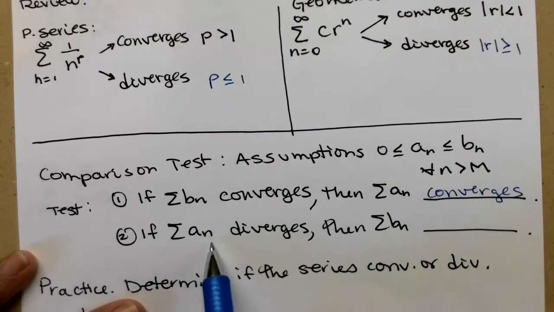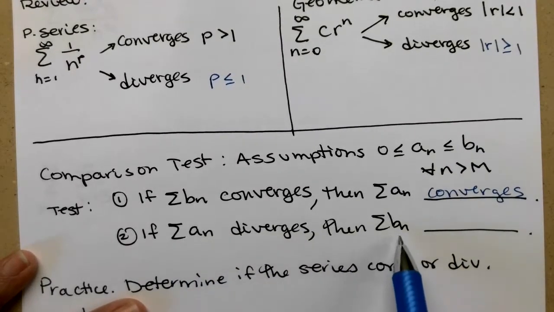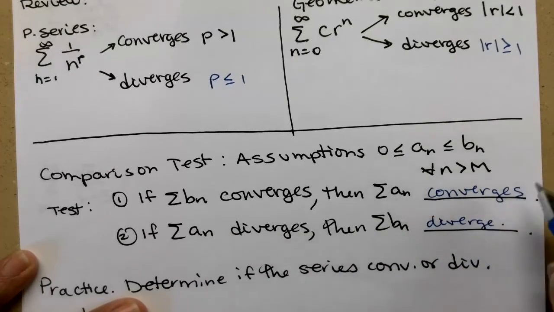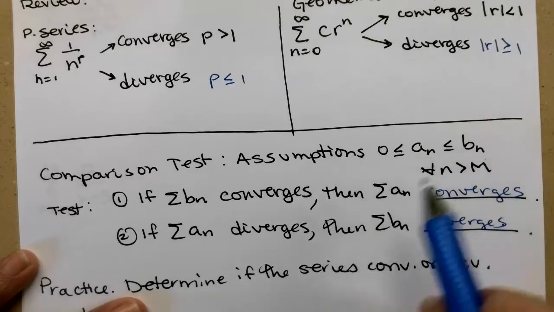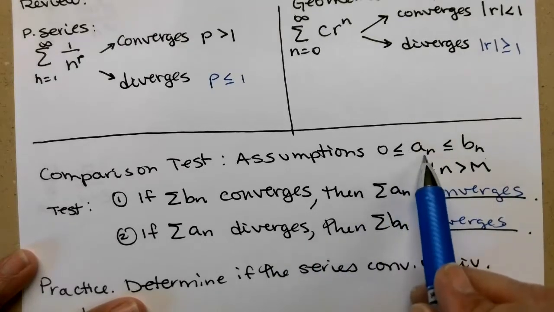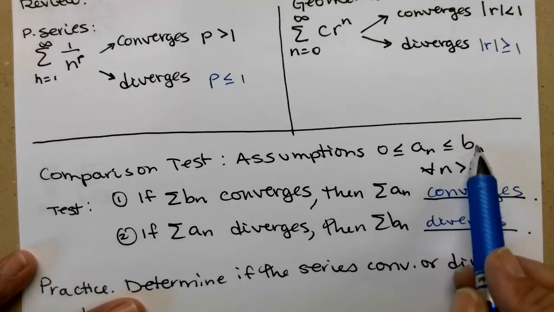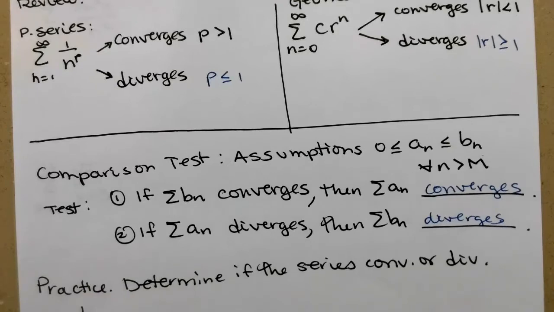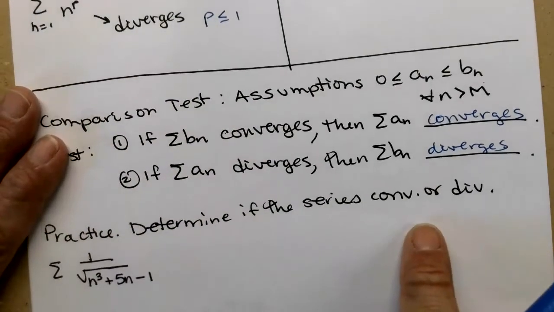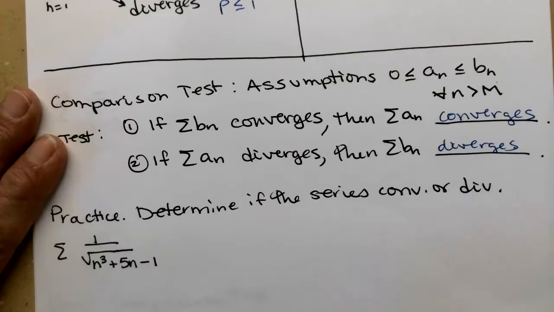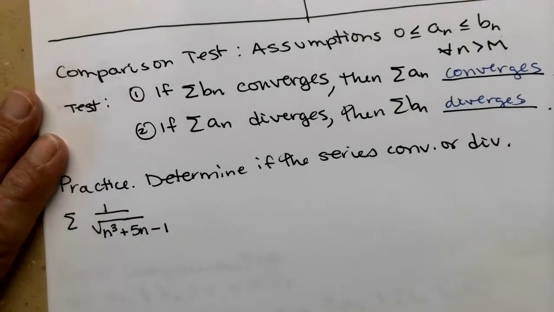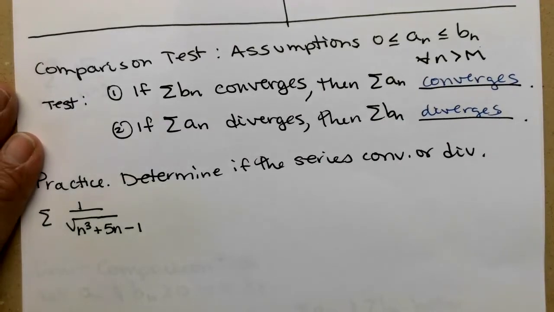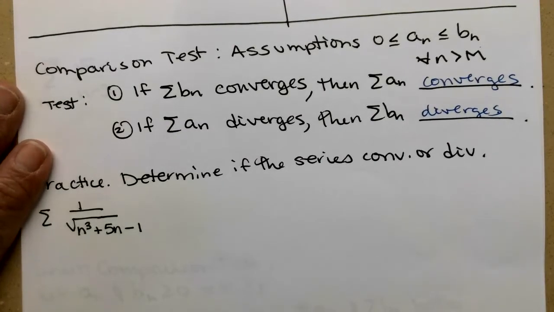Likewise, we know that if a sub n diverges, then our b sub n will also diverge, because it's bigger. So if I know that this smaller series diverges, then anything that's bigger than that will also diverge. Okay, well, let's go ahead and practice. We're going to determine if the series converges or diverges, and we're going to use the comparison test. So when we do these tests, we kind of have to have an idea going in of what it's going to do. So we're going to take a guess at what we think.